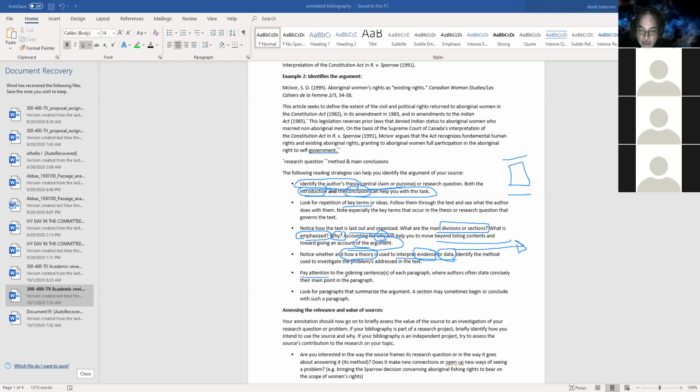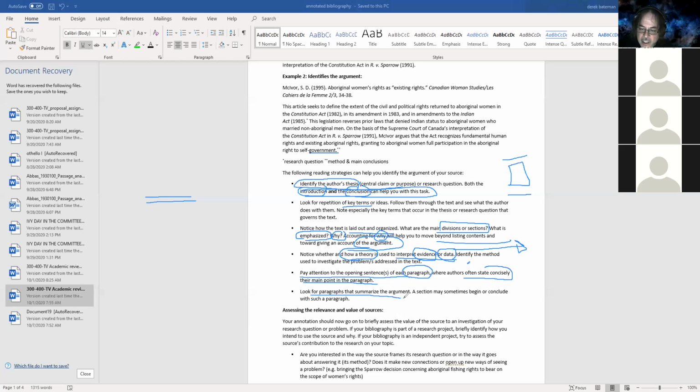And this goes without saying: pay attention to the opening sentences of each paragraph. If it's well written, each paragraph will have basically a topic sentence. The author often states concisely their main point in the paragraph. It should always. And that way, when you're looking at those topic sentences for each paragraph, especially if there aren't clearly demarcated divisions in the article you're looking at, it should be clear that this is what's going to be discussed in that paragraph, and you should be able to recognize that it's relevant. Same thing when you're writing yours.